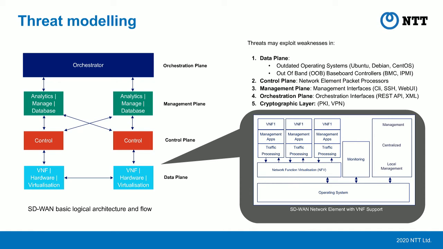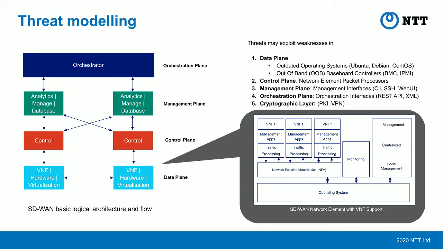So threat actors may exploit weaknesses in, for example, let's go from the bottom up, the data plane. So you've got outdated operating systems here. You've got Ubuntu, Debian, and CentOS. That's what these edge devices and custom devices are built on. There's a potential for exploiting those operating systems at this layer if left unpatched. There's a lot of known vulnerabilities in the NVD, the vulnerability database, and there's potential zero-day vulnerabilities in these large and commonly used operating systems.